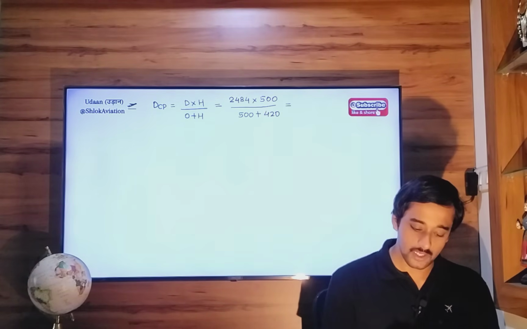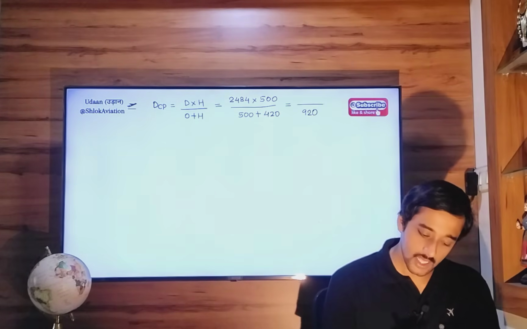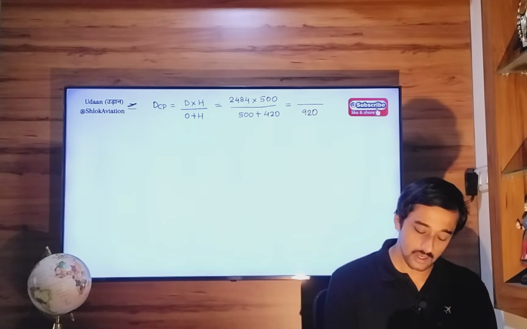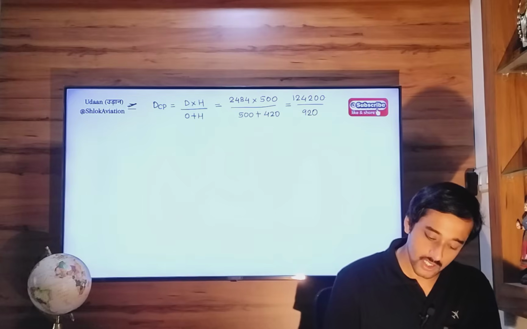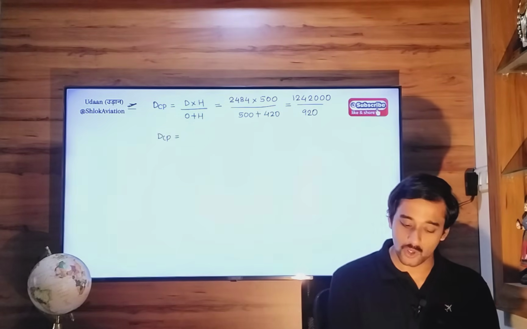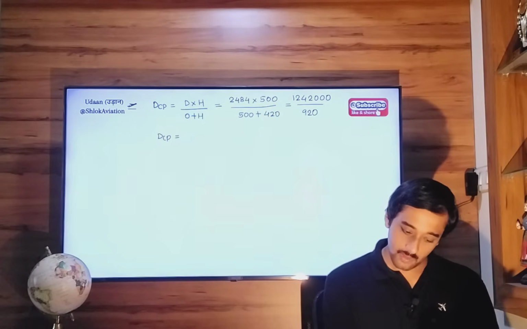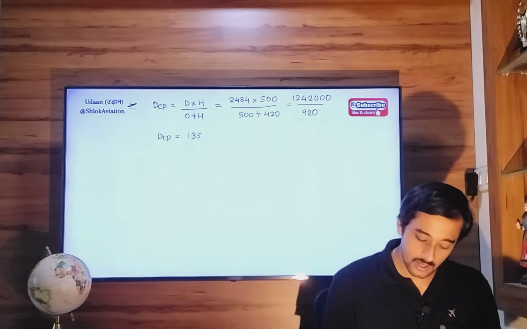So 500 plus 420 is 920. In the numerator we have 2484 into 500, which is 1242000. So the distance to the critical point is 1242000 divided by 920, which is 1350 nautical miles.